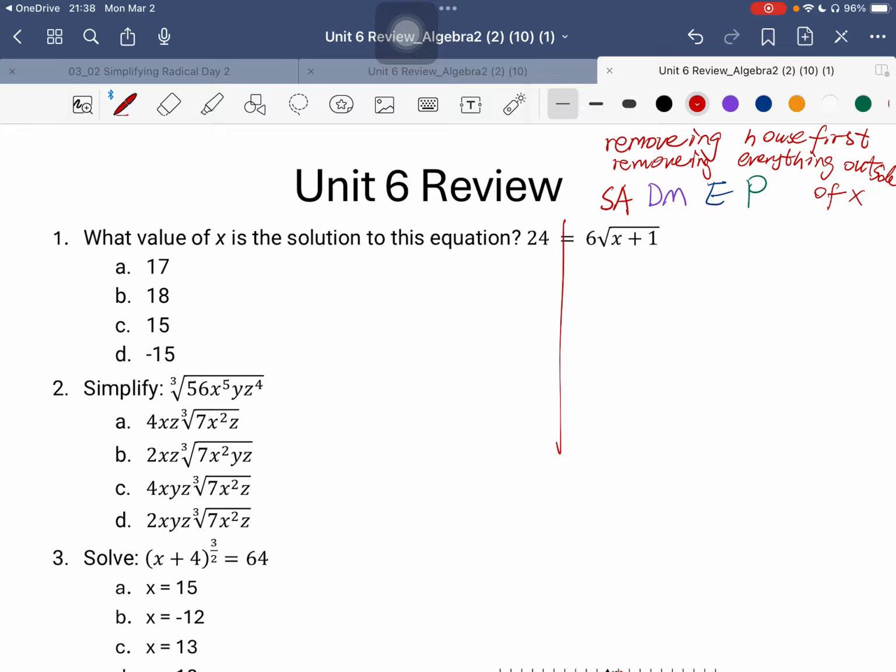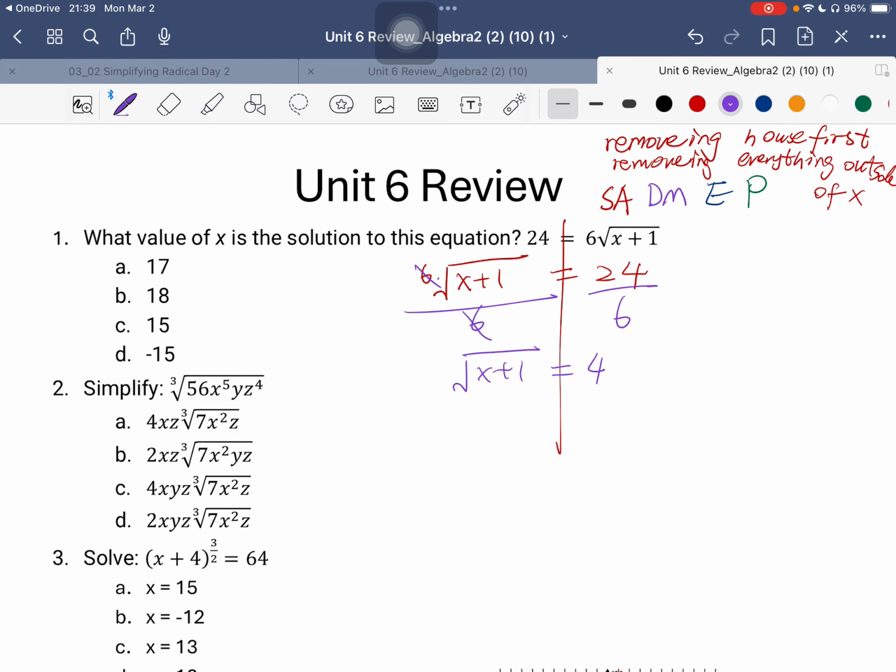I actually prefer to write the x on the left side because I'm solving for it. So 6 times the square root of x plus 1 equals 24. Outside of the house, I need to remove everything first. Do I have subtraction, addition? No. I have division, multiplication. That's the 6 times. So I divide both sides by 6. And then it leaves me the house, x plus 1, equal to 24 over 6. 24 over 6 is 4.